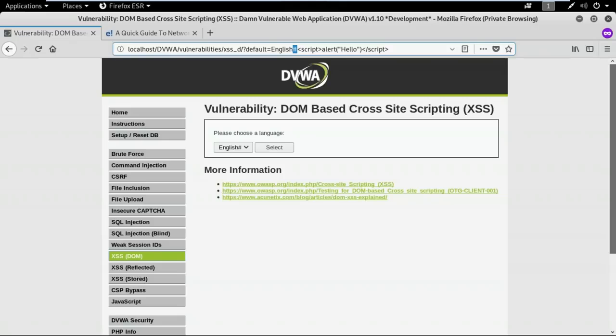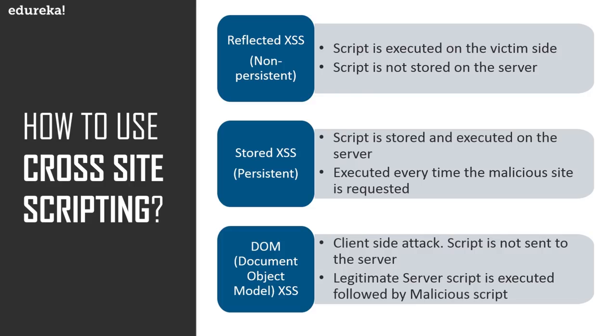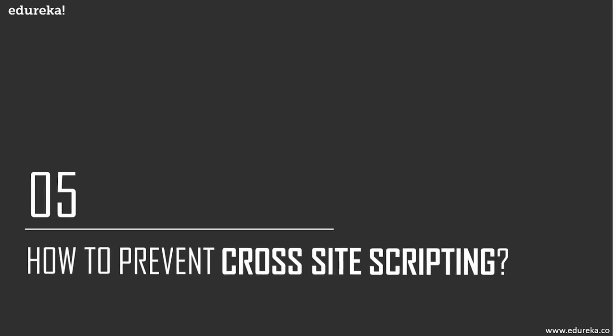We saw three types of cross-site scripting: reflected, stored, and DOM. And what type of cross-site scripting attack you use depends on how the web page is designed. You cannot use DOM cross-site scripting on a web page that is vulnerable to stored cross-site scripting. So first you have to understand how the web application works, and then decide which type of cross-site scripting attack to use. Now let's move on to the next topic, that is how to prevent cross-site scripting attacks.